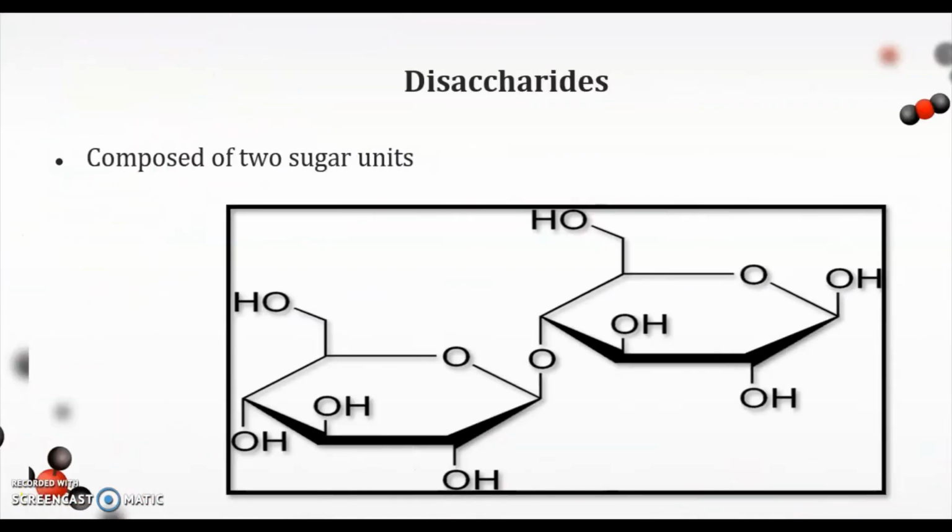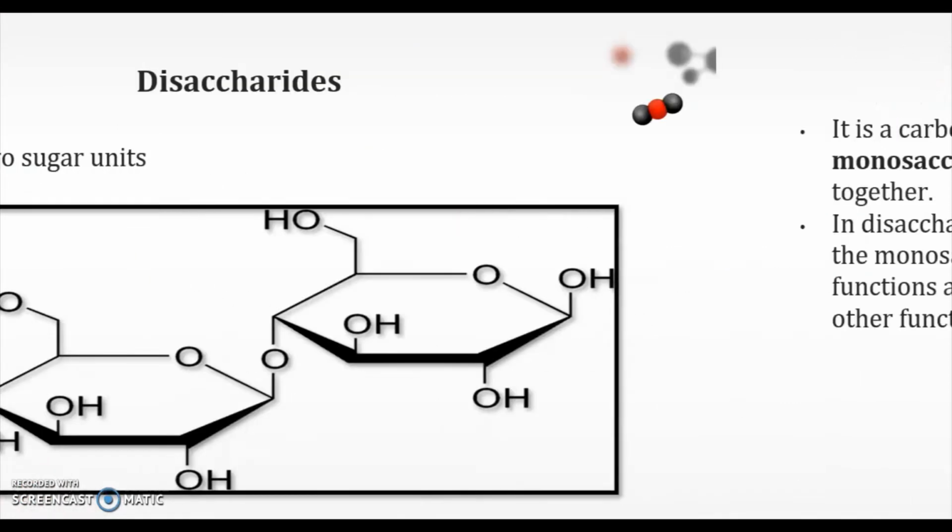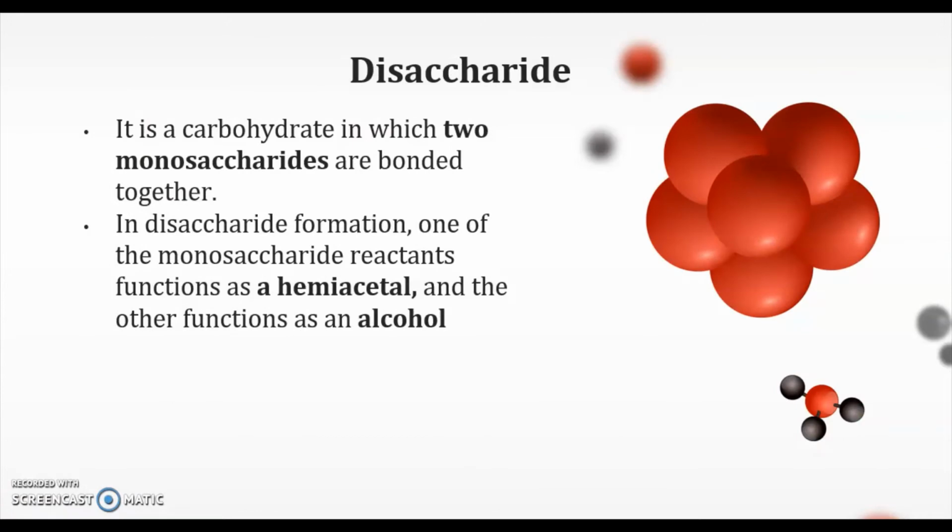Disaccharides. Disaccharides are composed of two sugar units. It is a carbohydrate in which two monosaccharides are bonded together.